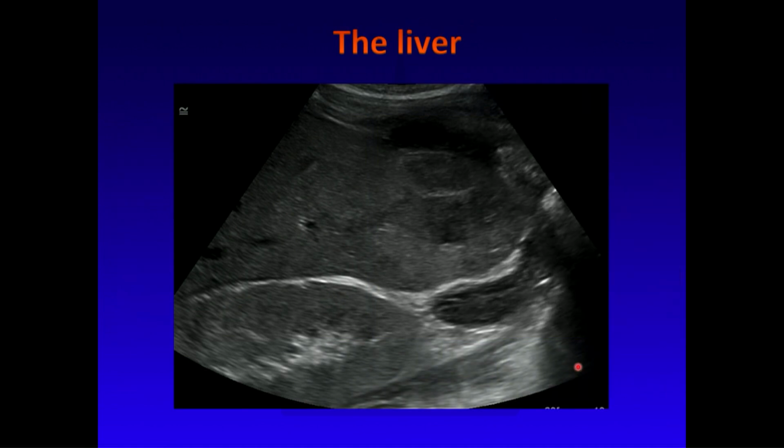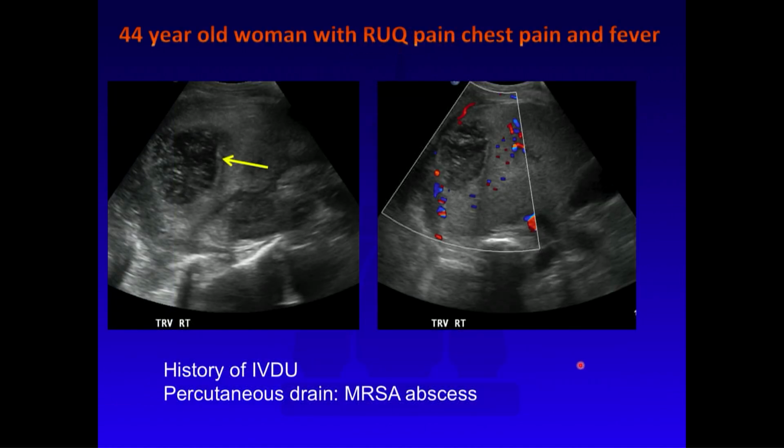Now, there are times if you suspect a primary liver lesion, a liver problem with a patient with fever, I would say CT is the first thing to do, but sometimes they'll order an ultrasound. So this was an IV drug user who had right upper quadrant pain, chest pain, and fever. And this is just a classic appearance of a liver abscess. Nothing fancy about it. Thick wall, debris.